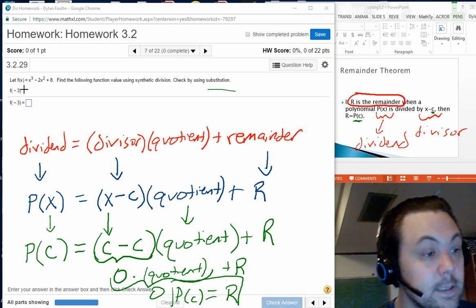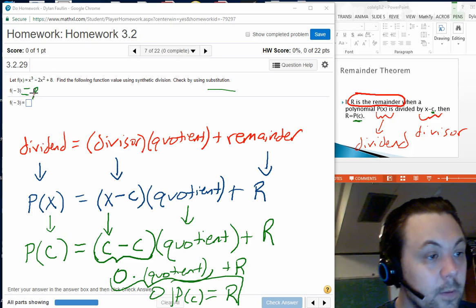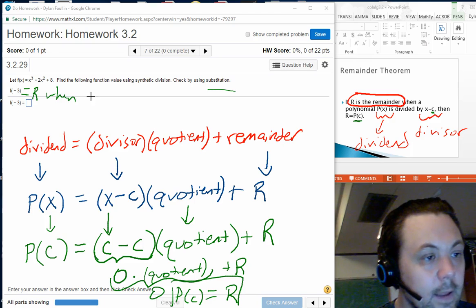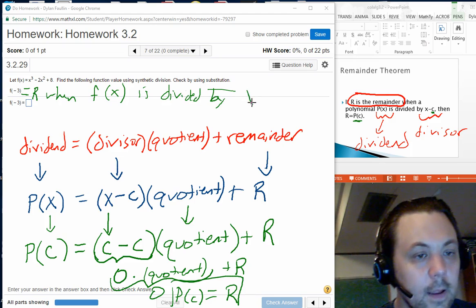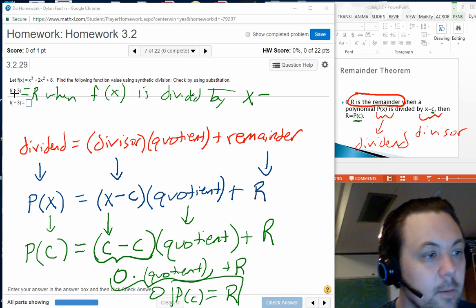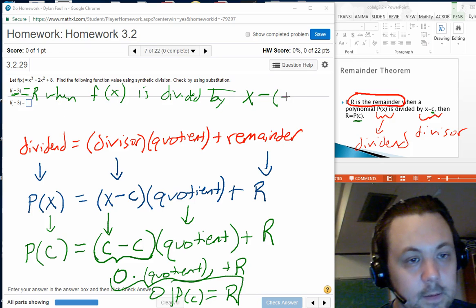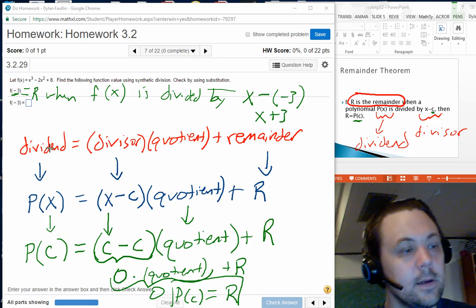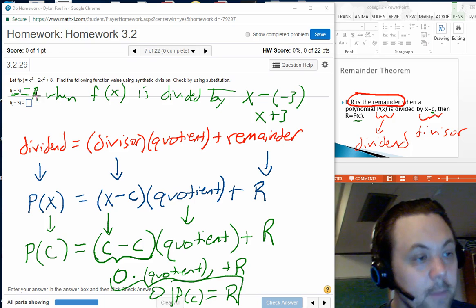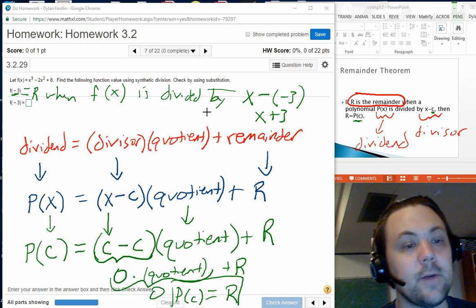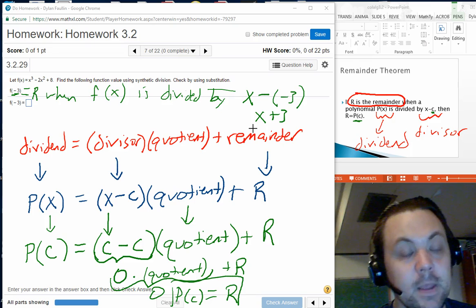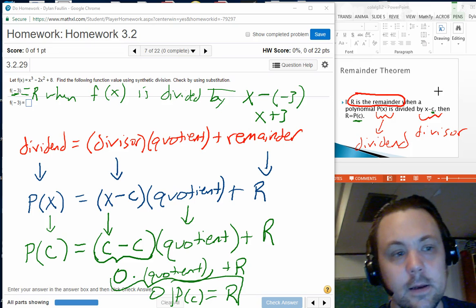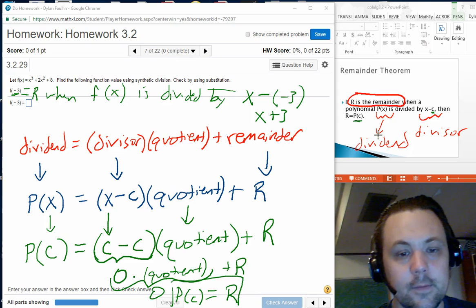The remainder theorem is telling me that this will equal the remainder when f of x is divided by x minus whatever number you want to plug into your function. In this case, negative 3. So x minus negative 3, of course, becomes x plus 3. Right? So this polynomial will equal the remainder when the polynomial is divided by x plus 3, which we can do using synthetic division.